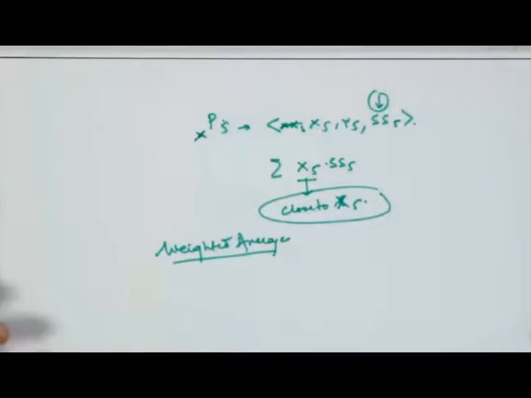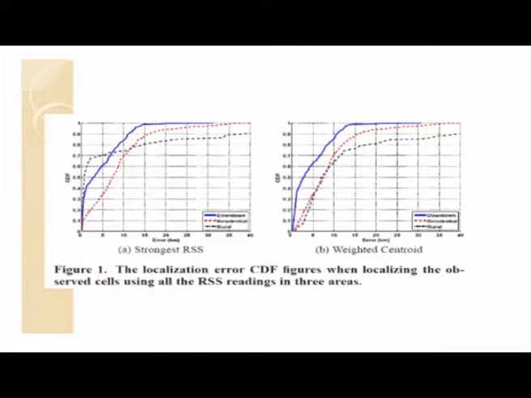Okay, so now let's see how things work. See this picture now. There are two pictures. One is the strongest RSS, another is the weighted centroid. What is the x-axis? The x-axis is error in kilometers and the y-axis is the probability of that error. So again we come to reading this graph. There are three places. The black is for rural, the red is for residential and the blue is for downtown.